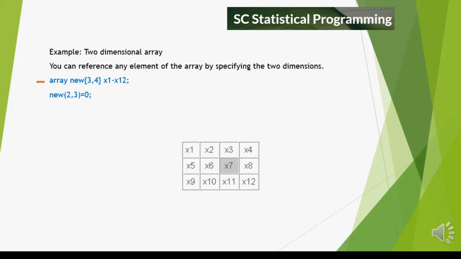In this array statement, new is the array name. It has a row dimension of 3 and a column dimension of 4, which corresponds to 3 rows and 4 columns of the table. And x1 to x12 are the array elements. Row 2 and column 3 corresponds to the array element x7 in the table. So new(2,3) references x7, and the code new(2,3) = 0 assigns a value of 0 to the variable x7.